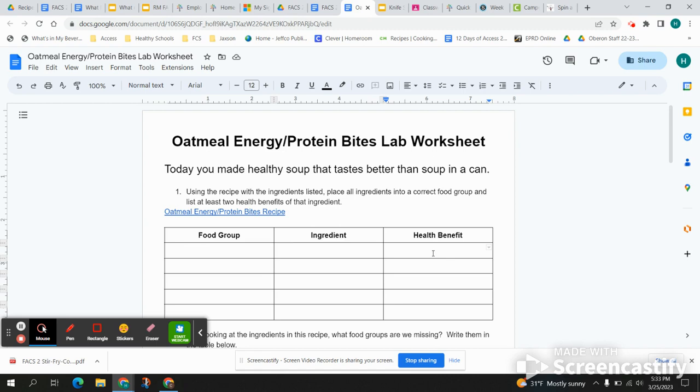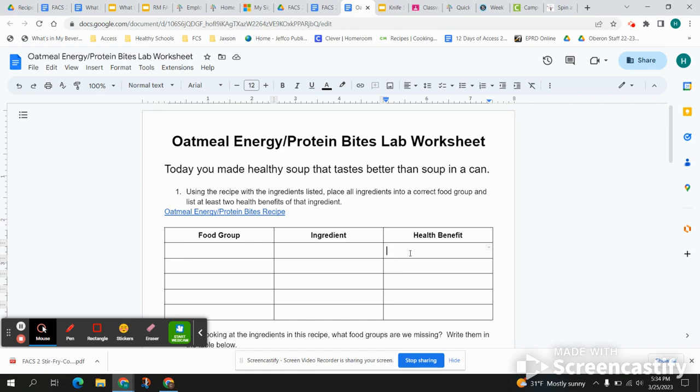And then you're going to go look up the health benefits because we are making these energy protein bites because they are healthy. But what does each ingredient provide for us? Okay, so the health benefits meaning, does it give us energy? Does it give us protein? Does it have a certain amount of grams of protein? Does it have certain vitamins in it?